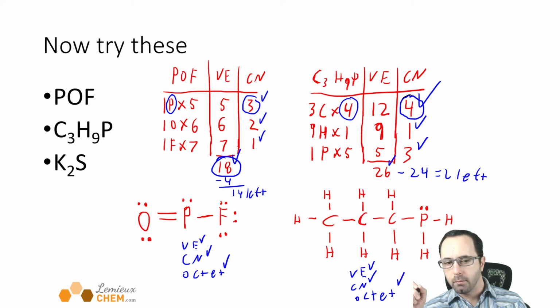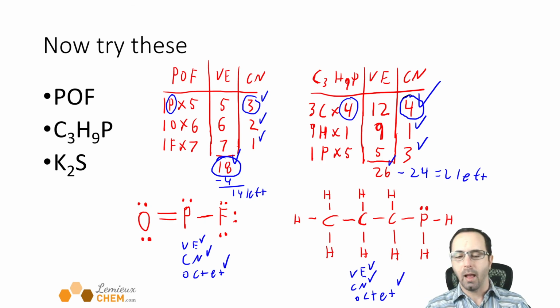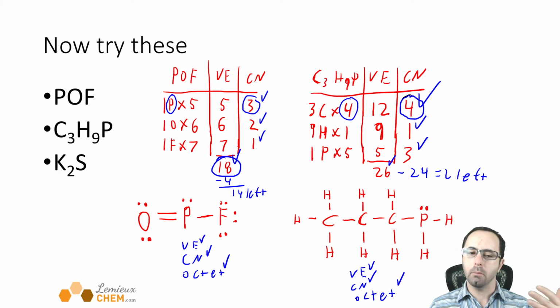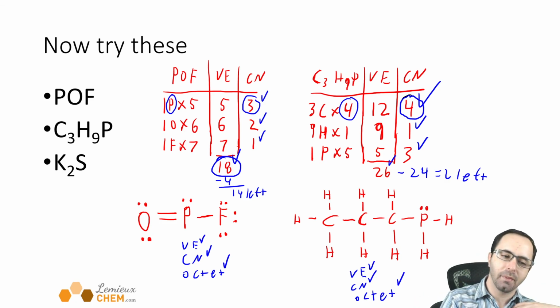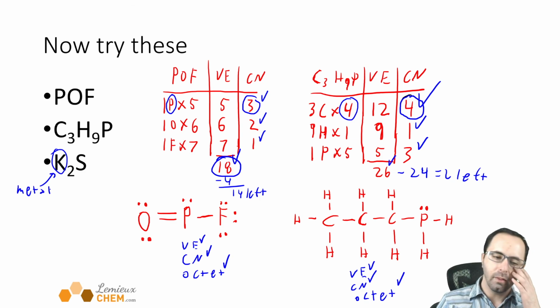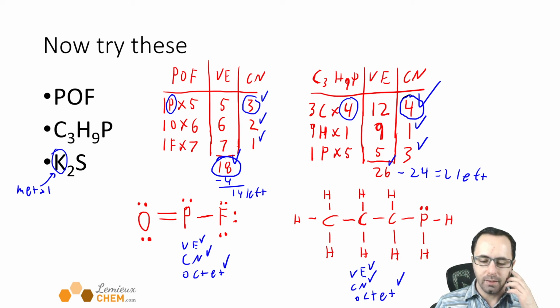And now finally, what about the last one? The last one is a bit tricky. K2S. Now what I've shown you in this whole lecture is all of the 5 steps for how to write the Lewis structure for a covalent molecule. But K2S is not a covalent molecule. How can I tell? Potassium is a metal. This is ionic. This is not covalent. And so the way you would write the Lewis structure is the ionic way.